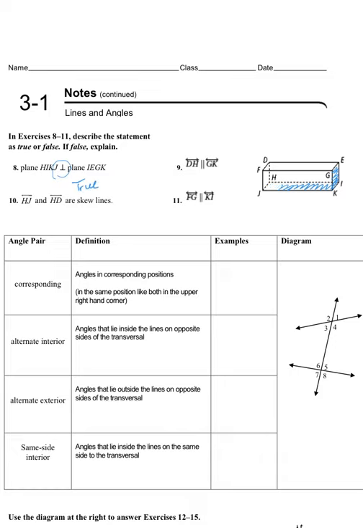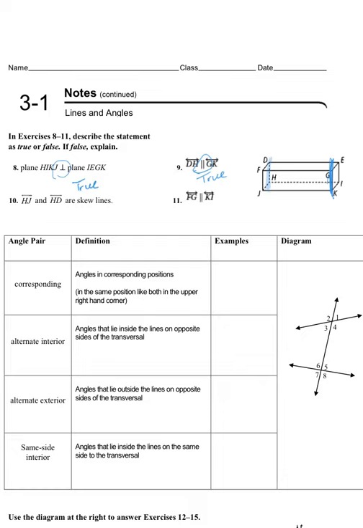Okay, the next one says we're going to look at line DH, that's this line here, and line GK, that's this line right here. Are those parallel? Well, they're both going up and down, so yes, this is true. They both go up and down. And this is the symbol for parallel. It's the double bars.